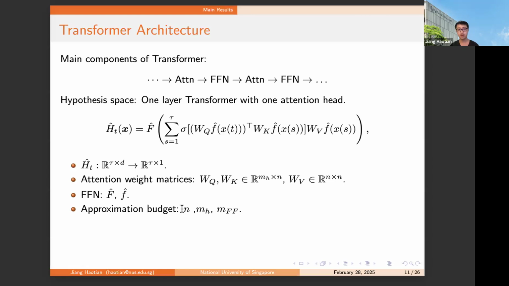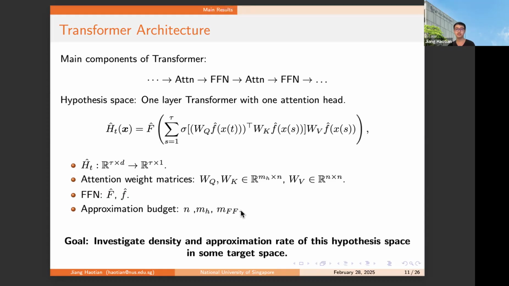The approximation budget here is the hidden size of the transformer, m_H, which is the attention matrix size, and also m_FF, which represents the number of parameters in the feed-forward part. Our goal here is to investigate the density and the approximation rate of this hypothesis space in some target space.